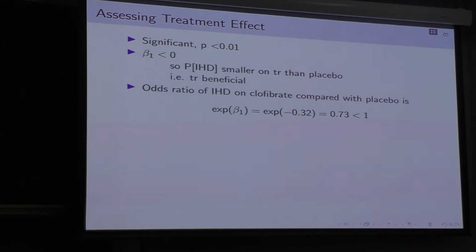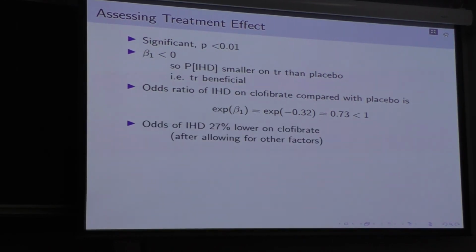Well, it itself is a ratio, so we look at it being less than 1. This is a way that these are often interpreted, because this number is 0.73, so this is 0.27 lower. The odds of having heart disease are 0.27, the complement of this, lower on clofibrate than on placebo. So it's lowered your odds.